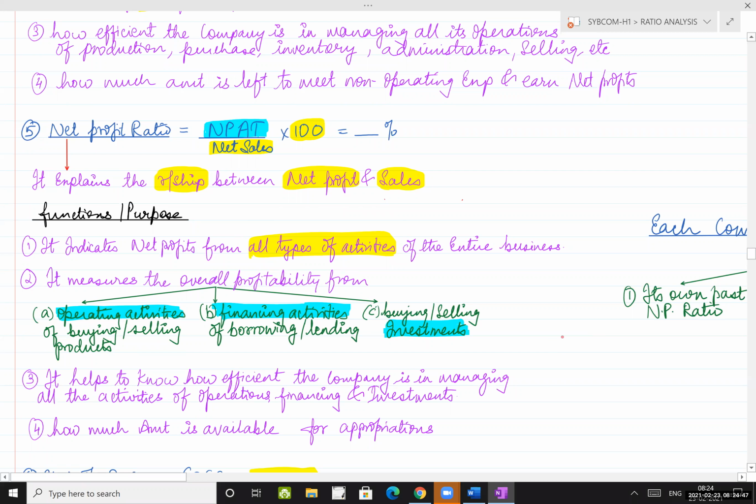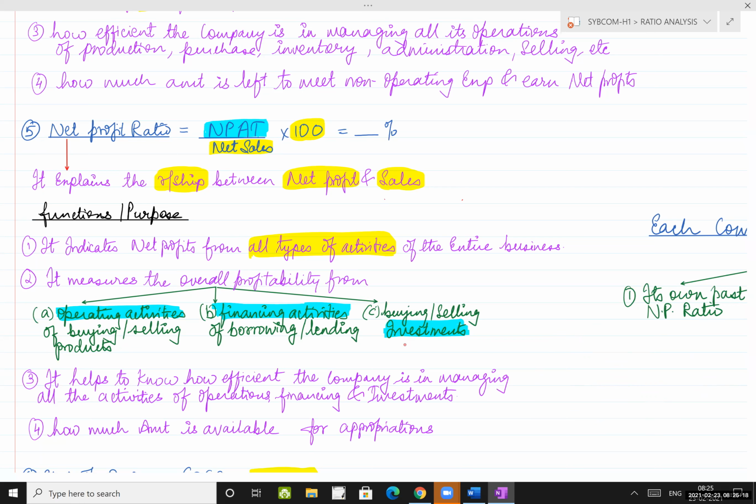Borrowing and lending of funds includes loans. And a loan can be a loan taken or a loan given. This comes under financing activity. And the last is buying and selling of investments. So this is the activity that is considered.